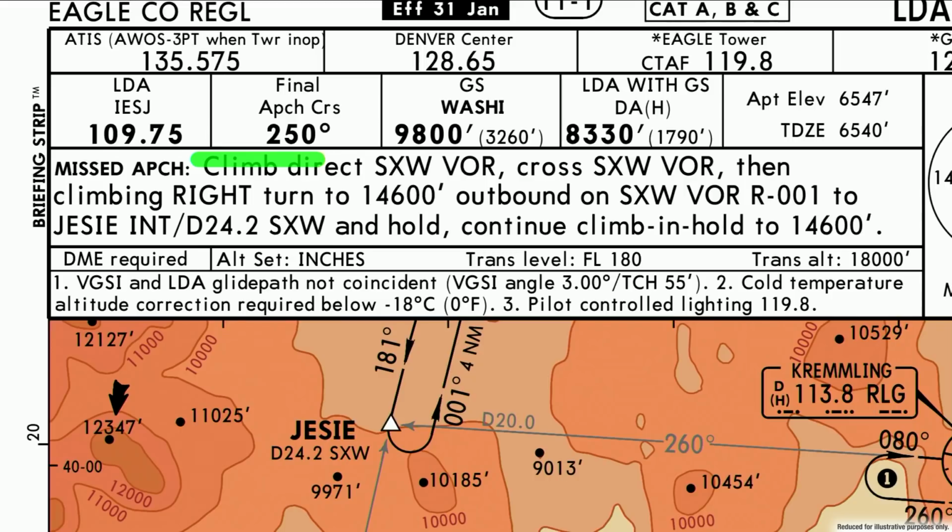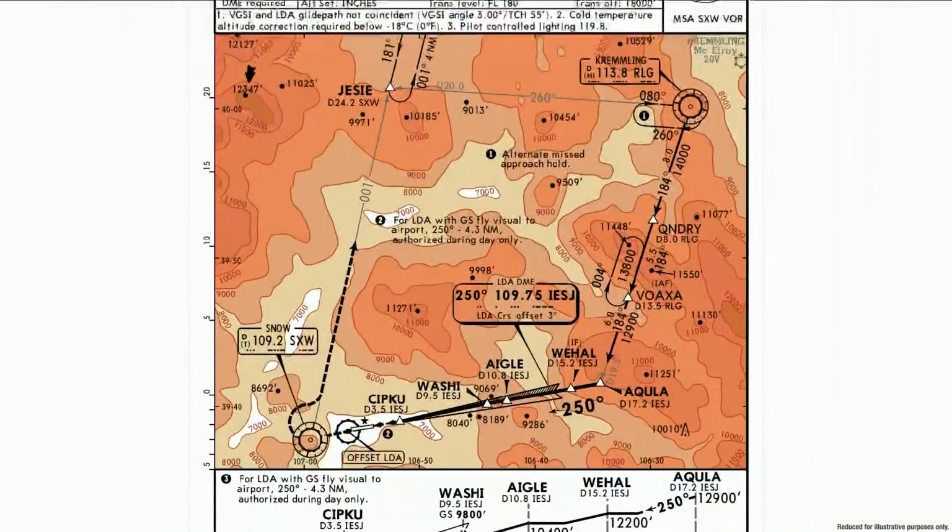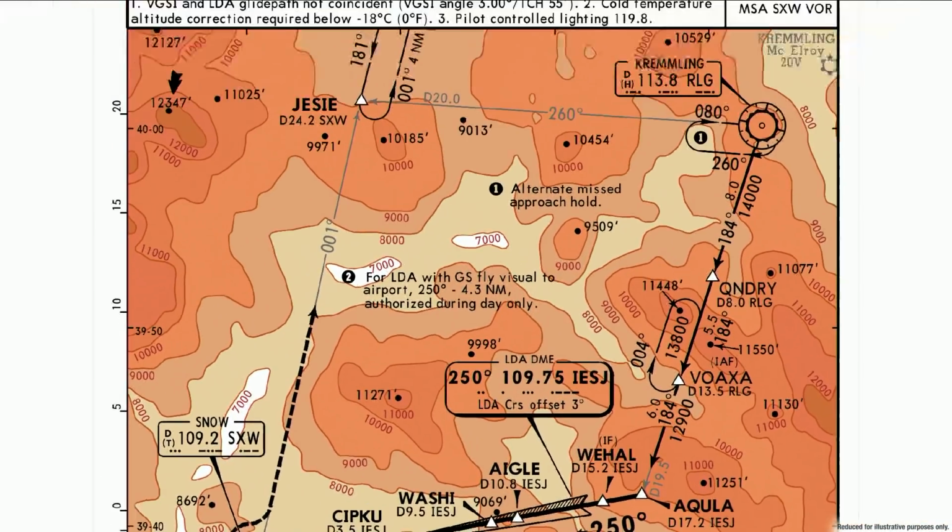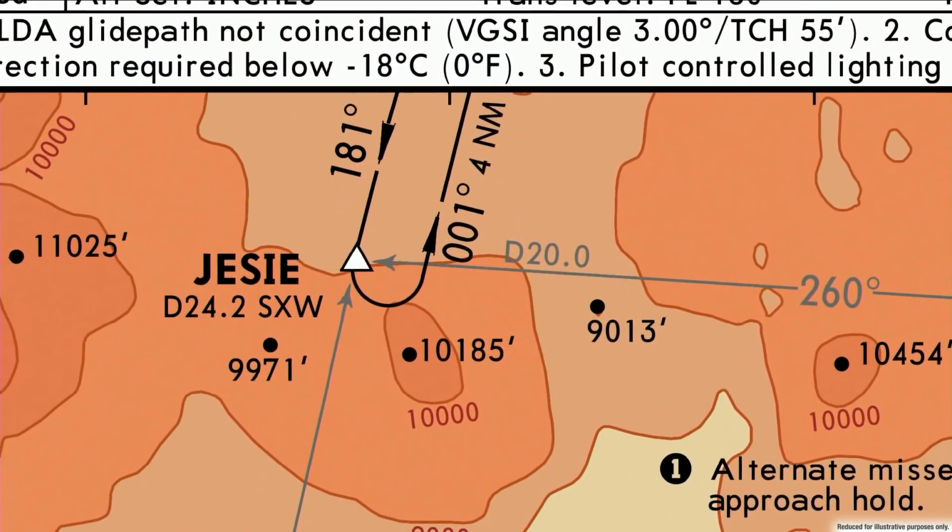Okay, so in this case, we're going to climb direct to the Snow VOR, cross the Snow VOR, then climbing right turn to 14,600 feet, outbound on the Snow VOR radial 001 to Jesse intersection, which is also DME 24.2 from Snow VOR, and hold, continue your climb and hold up to 14,600 feet. This missed approach is intended for the primary published missed approach pattern.